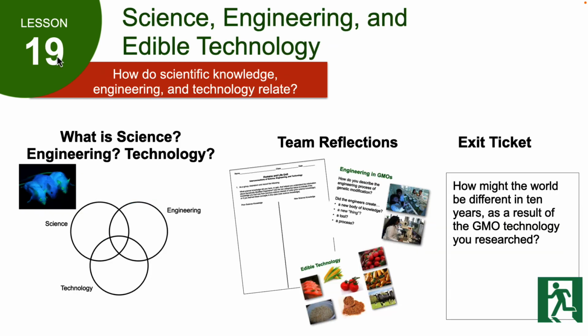In Lesson 19, students return to the phenomenon of the glowing mice and the technology used to create them. Then they create a 3-circle Venn diagram to discuss science, engineering, and technology. The Reflections and Interconnections worksheet guides students to synthesize and reflect upon what they've learned. The exit ticket for the day asks, how might the world be different in 10 years as a result of the GMO technology you researched?